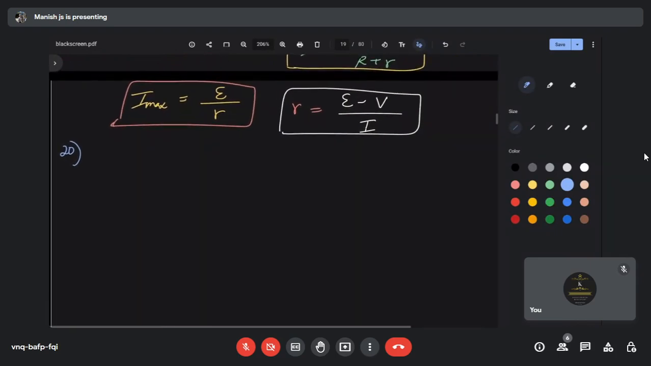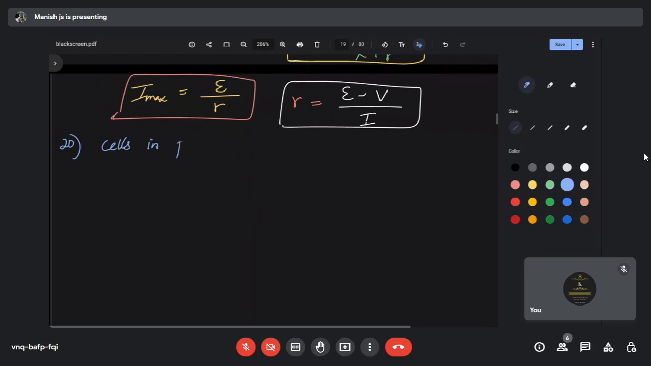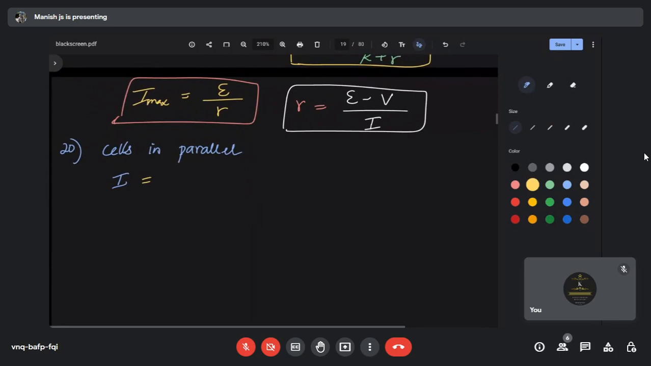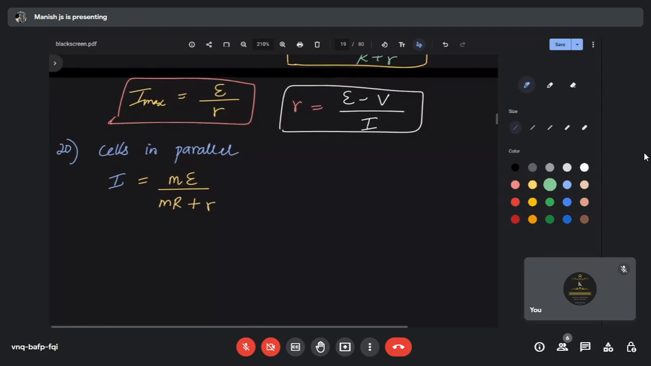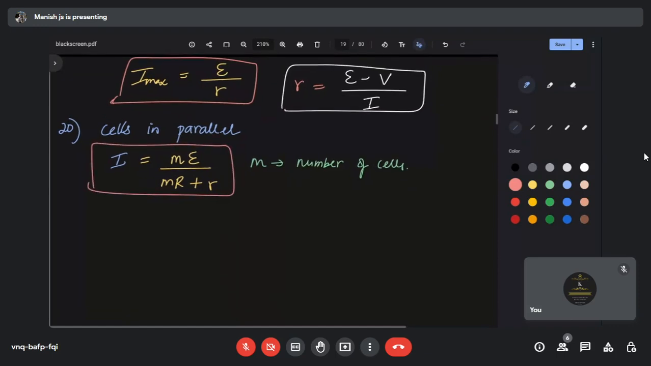Cells in parallel. So parallel combination of cells. So you can write the current I is equal to M into E upon M into R plus small r. Okay, so here M is nothing but the number of cells. That's it. We are just trying to generalize it. So these are the cells in parallel combination.